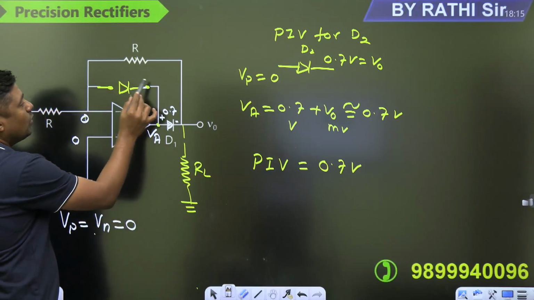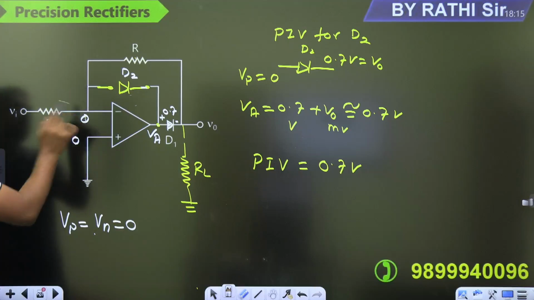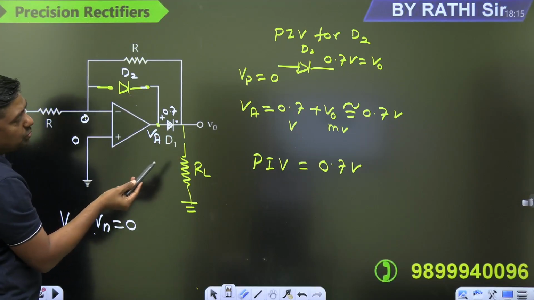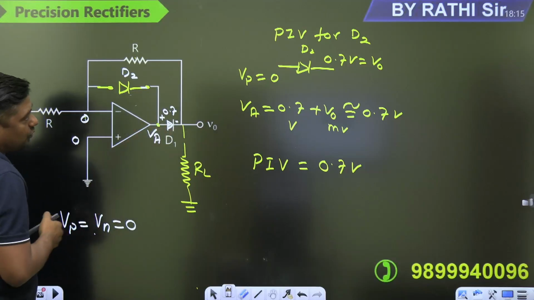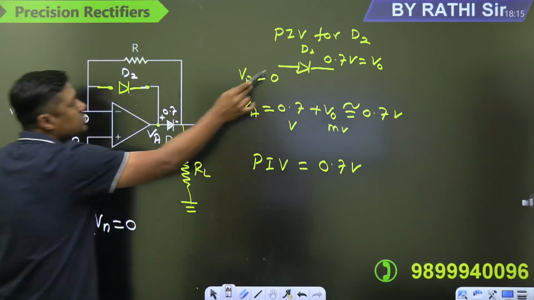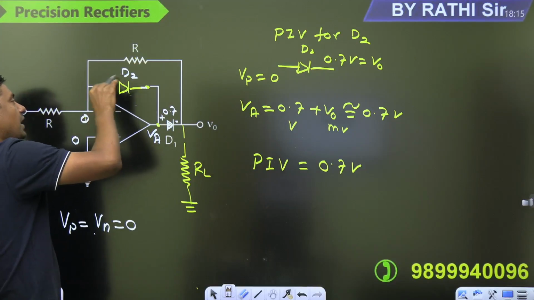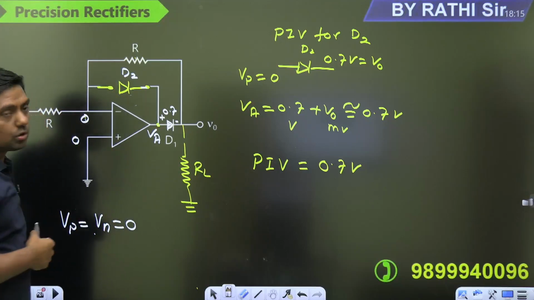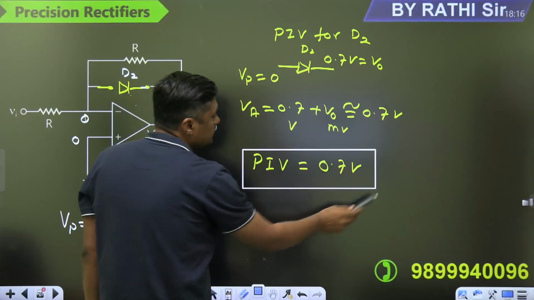So on the inverting terminal of the diode D2, VA, and on the non-inverting means positive terminal, the voltage is 0. What is the value of VA? 0.7 plus V0. And what is the V0? Nearly equal to minus Vi, negligible. It is in the range of millivolt, it is in the range of volt. It is nearly equal to 0.7 volt. Now calculate the PIV. On the negative side, it is 0.7 volt. On the positive side, it is 0. And that's why this diode is reverse biased by 0.7 volt only. That's why the PIV is 0.7 volt only for diode D2.